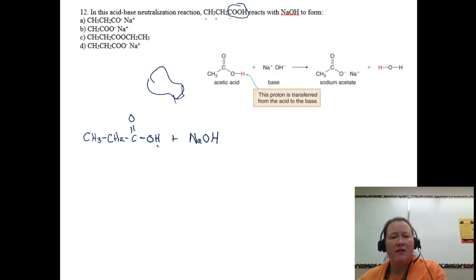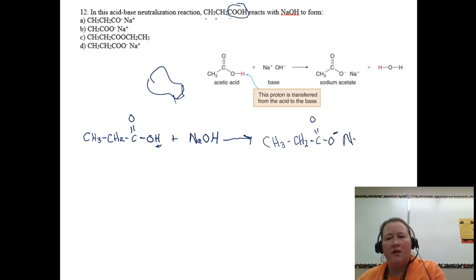Oh, I'm sorry. So this is the proton donor, and it's going to be donated to this part of the sodium hydroxide. So we will get the carboxylate ion, CH3, CH2, C, O, O, and this carries a negative charge. With the sodium ion, this is our carboxylate salt plus water.